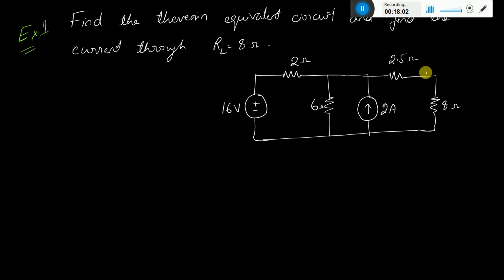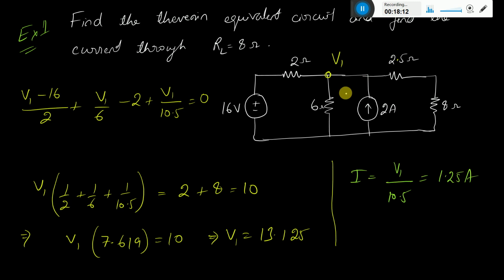Now let us say this circuit is given and I don't want to use the Thevenin theorem, and I just want to find what is the value of IL if 8 ohm is there. Is it possible? Yes, we can use the node analysis over here and simply write the equation. One as node and we can take the other as reference. V1 minus 16 by 2, then V1 by 6, this is minus of 2 because our assumed direction is downward, this is going upward, and here it is V1 by 10.5, and then when we solve it, the numbers are decimals because the denominator is also decimal, so we get ultimately 1.25 ampere.